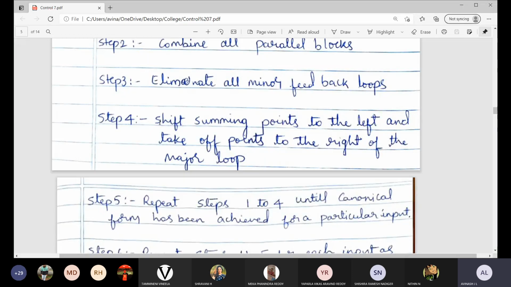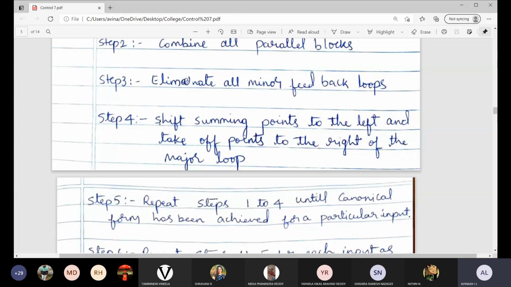So it will become very easy for you to solve it. That is the main intention, nothing else. If you want to shift the summing points to the right also, no problem, and takeoff point to the left also, no problem. But you should write appropriately, then only the answer will be correct. That is why follow one rule: takeoff point to the right and summing point to the left.